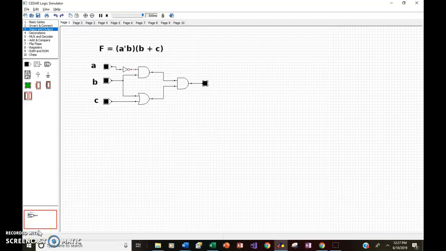This video is going to pick up where we left off in the last video. In the last video we had this function up here at the top, A prime B times B plus C, and we created the circuit that goes with the equation. The next step is to take the equation and see if we can simplify it to make a simpler circuit. In order to do that, the first step would be to create the sum of products form.